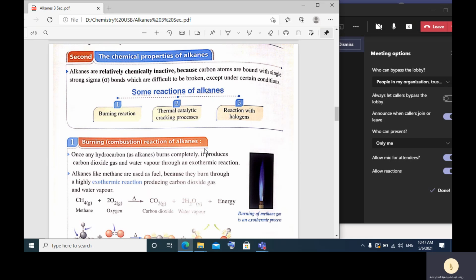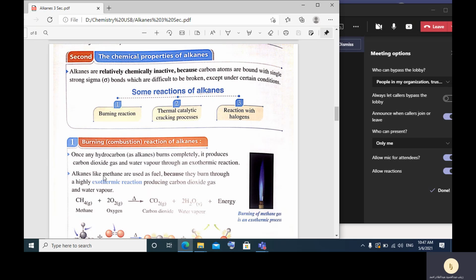First, the burning or combustion reaction of alkanes. We can say once any hydrocarbon like an alkane burns completely, it produces 2 substances, carbon dioxide and water vapor, through an exothermic reaction. For example, when we have methane, CH4, and burn it in oxygen, what will happen? The carbon takes oxygen, changing into carbon dioxide. The hydrogen takes oxygen, changing into water vapor, and a large amount of energy will be produced. So the reaction is exothermic.